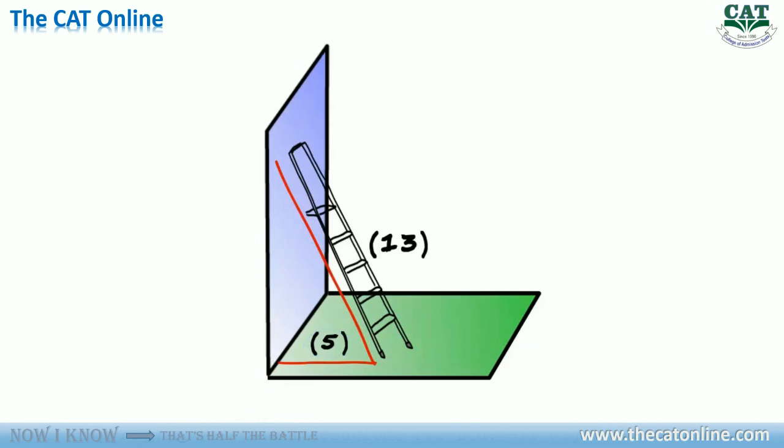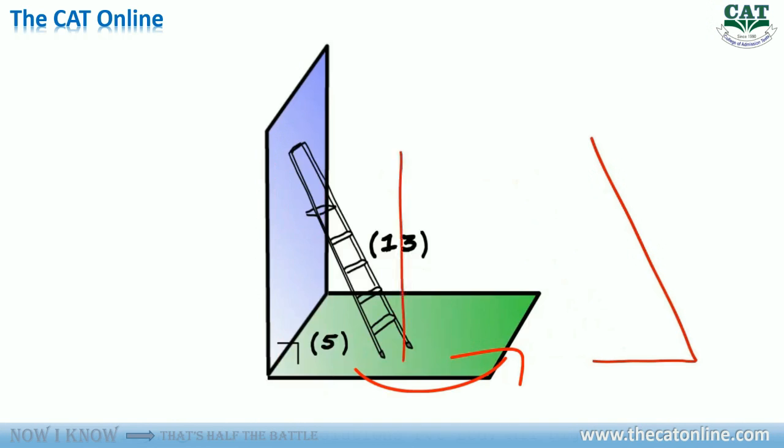We are asked to find the distance from the top of the ladder to the ground. So we have to find the length of this segment. This is 13 and this is 5 and we need to find this length. How do we find that length out? You would know that a wall is generally perpendicular to the ground. Now it gives us a clearer picture. What we have is a right triangle. Let's transpose the triangle to the right.